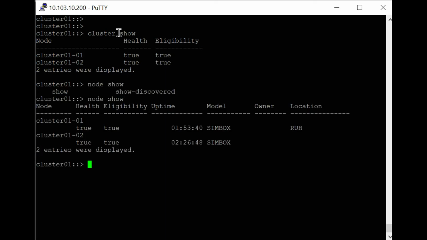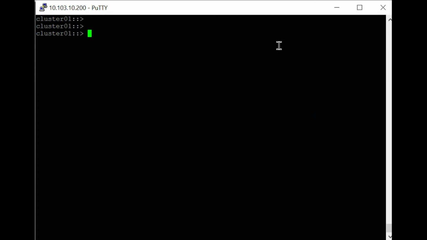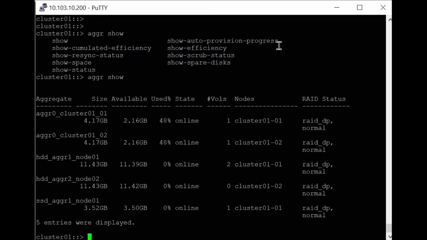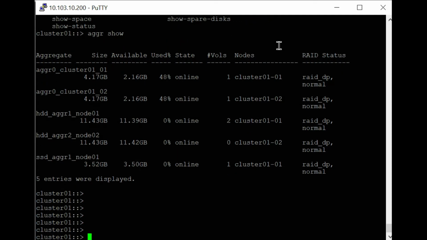So the nodes, let's see the nodes. Okay, almost the same result, with the status healthy and eligible to join. Okay, what else? Let's see the aggregates. Do you remember the aggregates and the pool? So the pool or the aggregate is a bunch of disks with a RAID configuration which provides high availability for our data. Okay, so you can't deal directly with the physical disks.